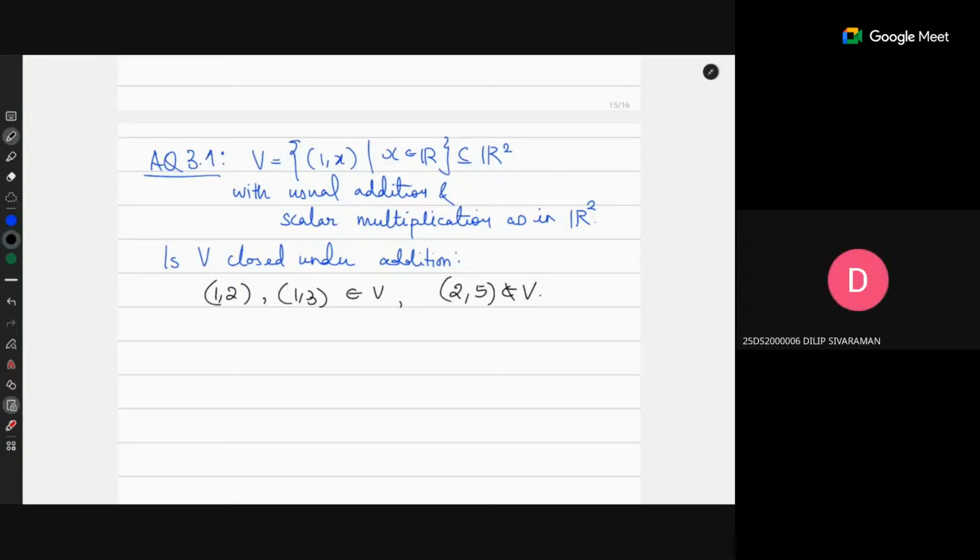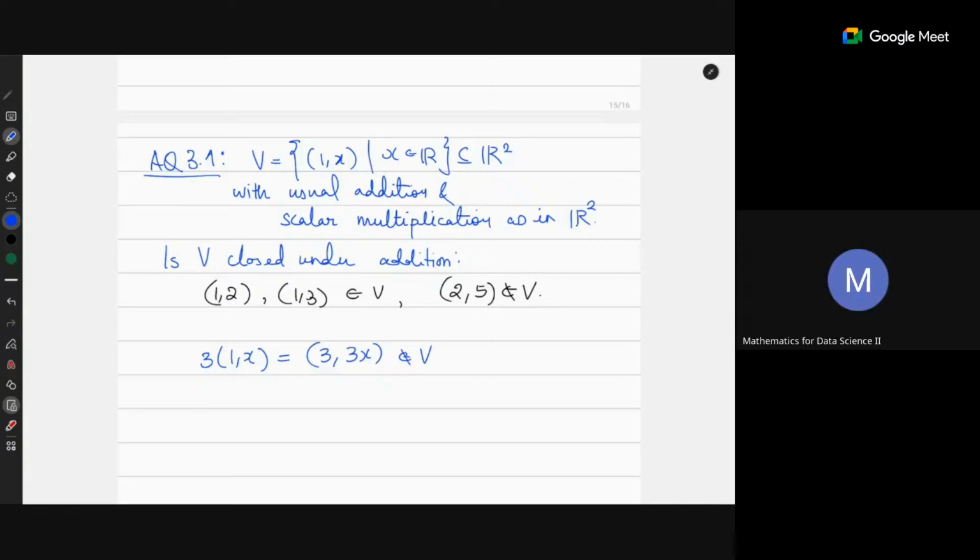Okay. So why is it that the scalar multiplication option is correct then? Yes, the third option. Even under scalar multiplication, it's not closed. If you multiply 3 with your vector 1, x, you will get 3, 3x. But this is not in V because the first coordinate is not 1.